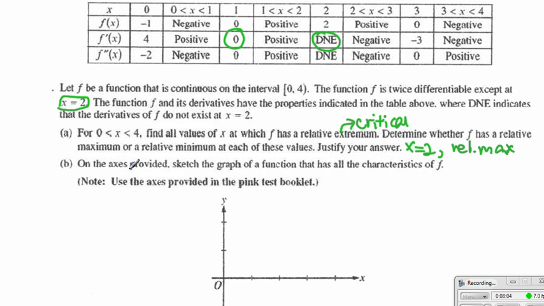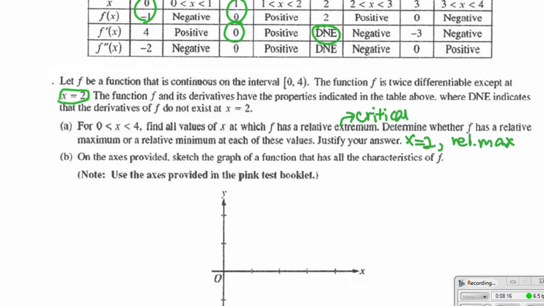Now, part B: on the axis provided, sketch the graph. So first, what we like to do is plot those points first. How about that? So when x equals 0, it was negative 1. I'm going to bring this one down a little bit more. And at 1, it was equal to 0. And at 2 it equals 2. And at 3 it equals 0. Now 4, we have no idea what's happening, but let's see the story behind it.